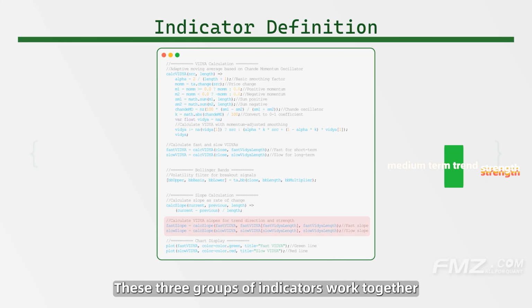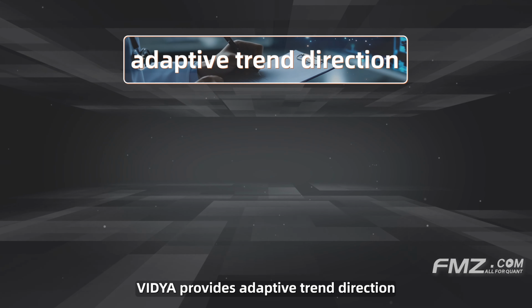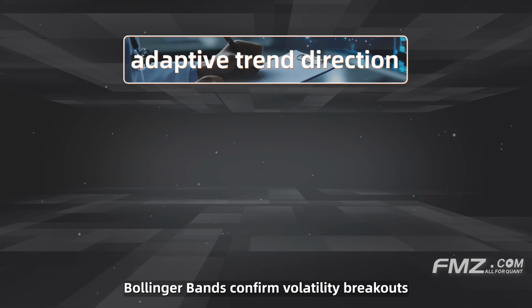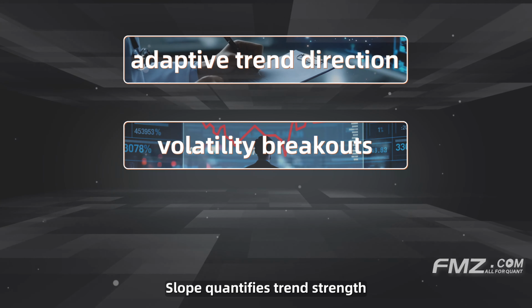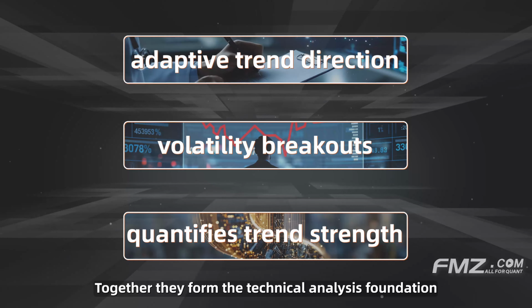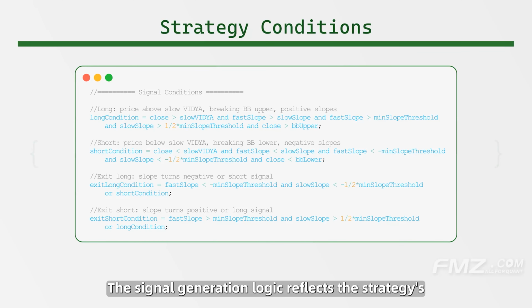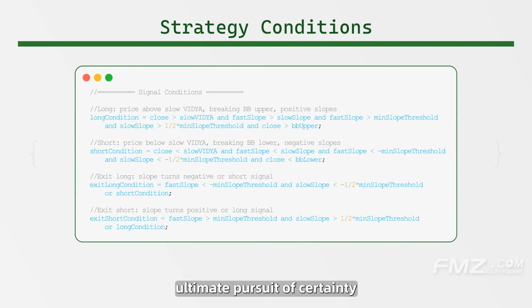These 3 groups of indicators work together. VIDYA provides adaptive trend direction. Bollinger Bands confirm volatility breakouts. Slope quantifies trend strength. Together, they form the technical analysis foundation of the strategy. The signal generation logic reflects the strategy's ultimate pursuit of certainty.